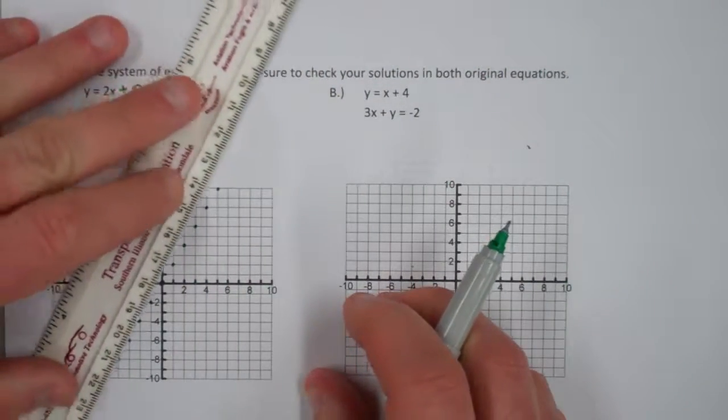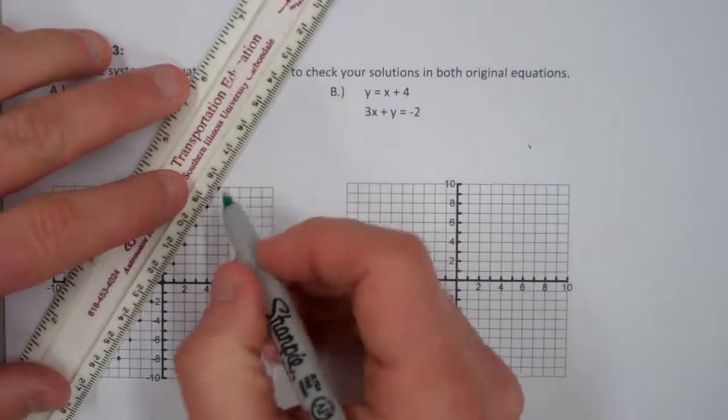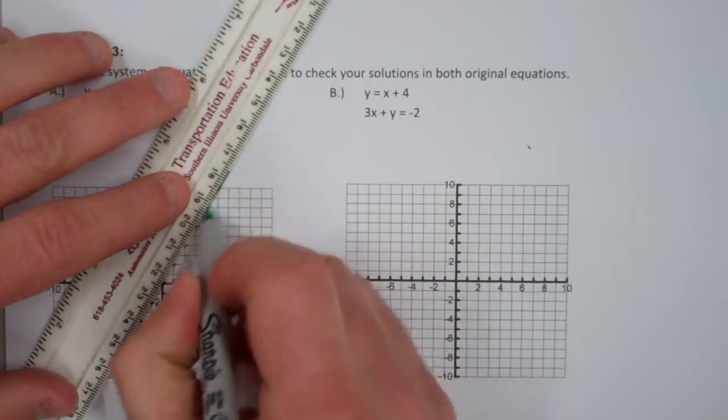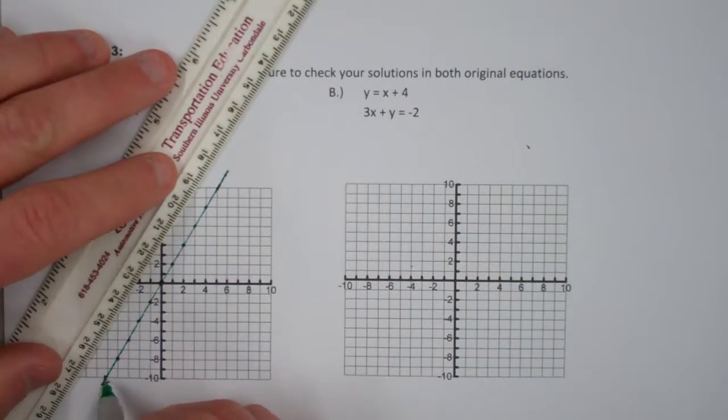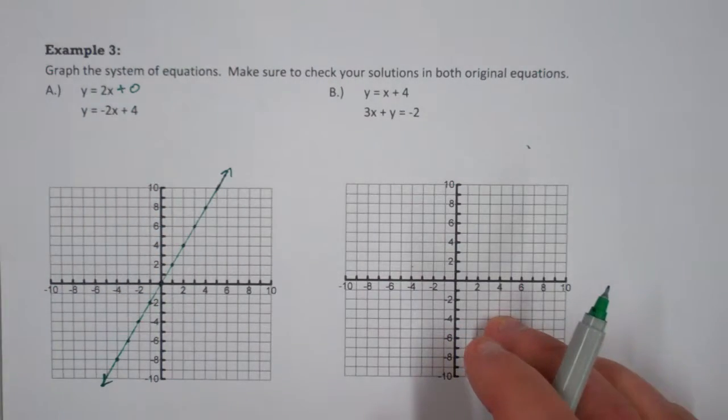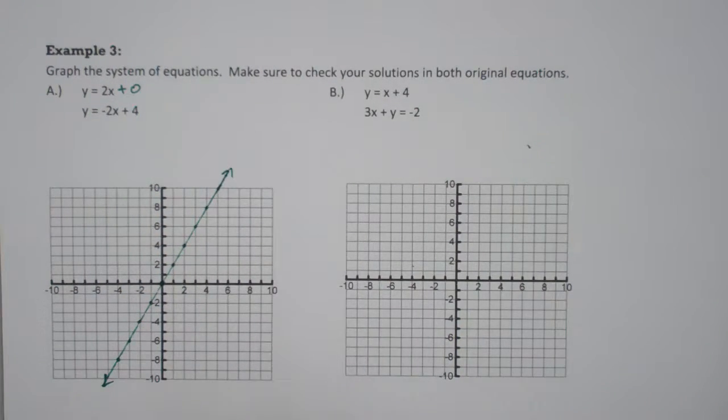So what we'll do now is we'll just graph this line, try to do a very, very good job here with your precision. If you're not very precise, then the intersection point, which is what we're looking for, is not going to be precise either. So that one's in green. Let's try the next one in a different color. We'll go with purple here.